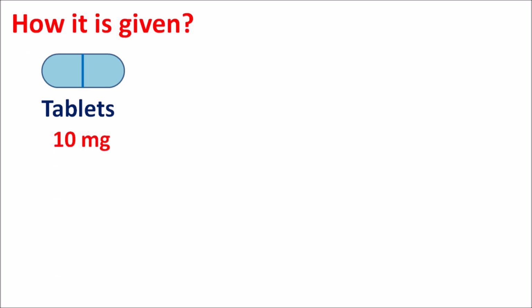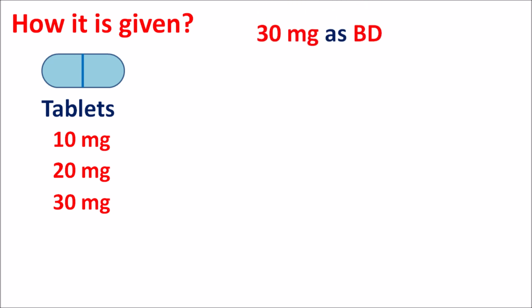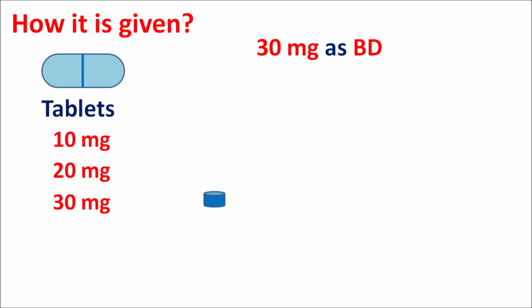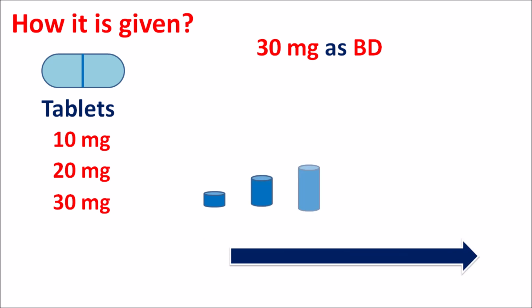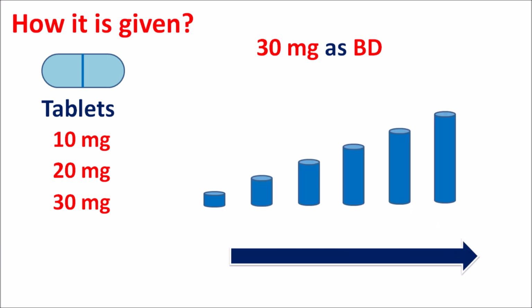How is it given? This drug is available as tablets at different strengths such as 10 mg, 20 mg, and 30 mg. The recommended dose of the drug that should be maintained is 30 mg given twice daily, but it should not be started at a high dose. So initially a low dose of the drug should be started, and the dose of the drug should be slowly increased such that we can reach the recommended dose.